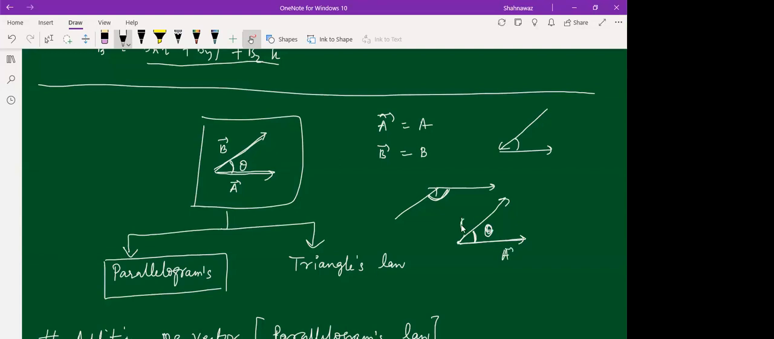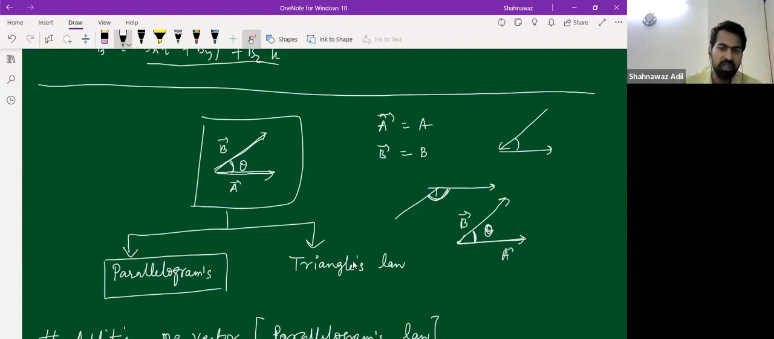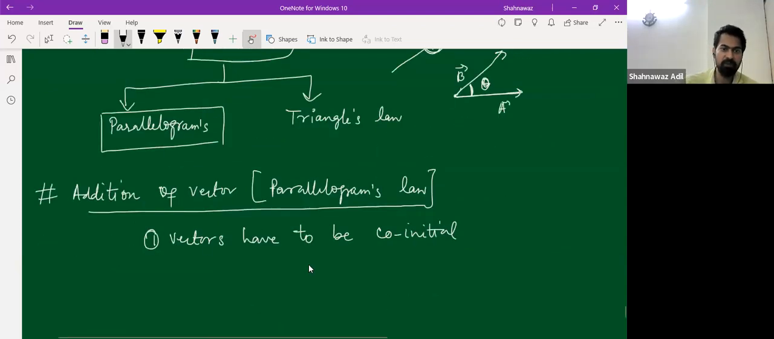Yes, sir. Okay. Now let us understand how we can use this parallelogram form. First, we have to fulfill this condition.